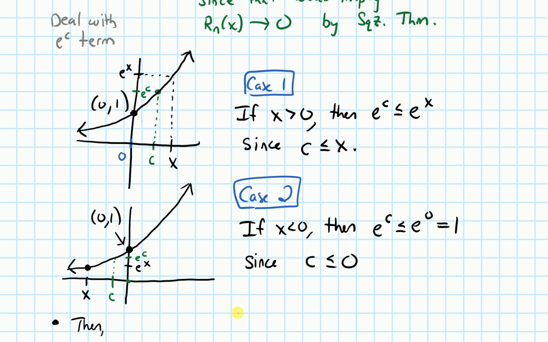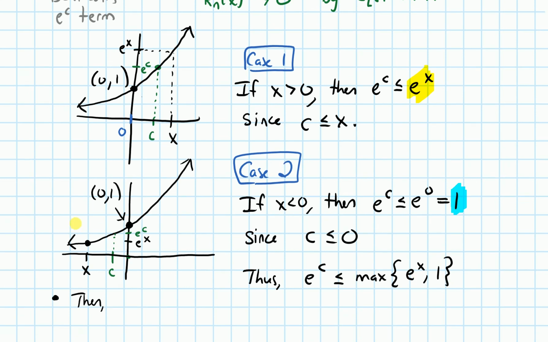Okay, so overall, thus, what we can conclude about e to the c is that it will always be less than or equal to the maximum of what we got in case 1 and case 2. So in case 1, we got that e to the c is less than or equal to e to the x. In case 2, we got that e to the c is less than or equal to 1. So for sure, we can say that e to the c is less than or equal to the max of e to the x and 1. It'll be less than or equal to whichever is larger of those two.